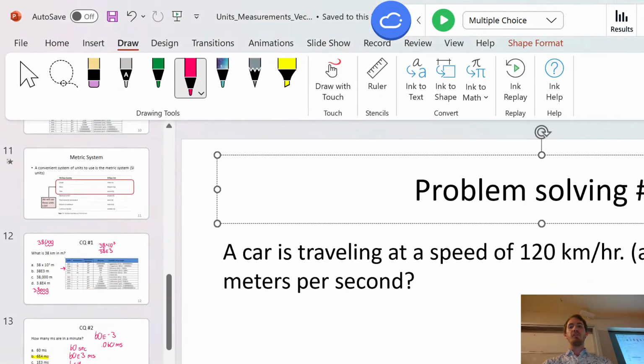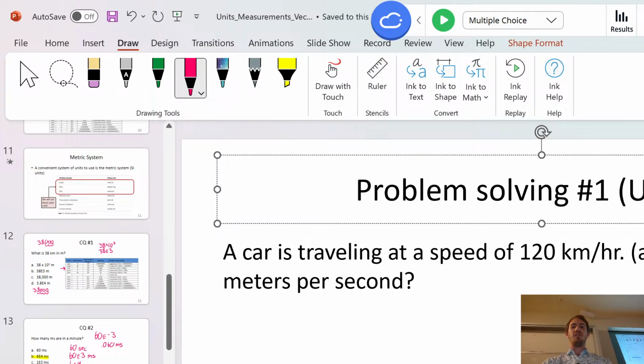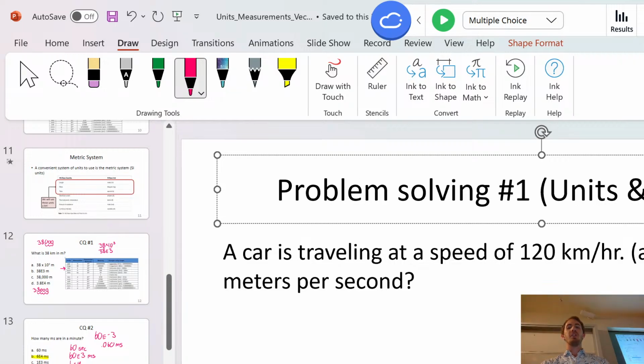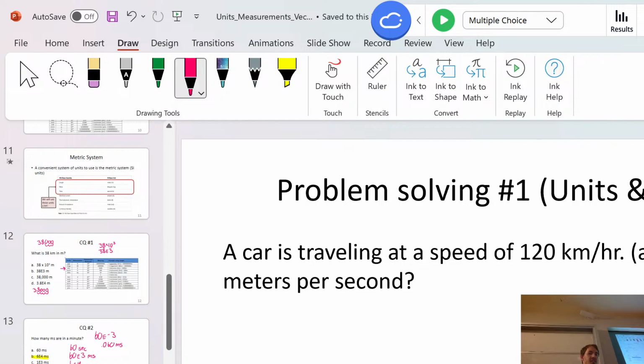So anywho, that was number 4. Number 4, units and vectors. I even usually tell you which problem it is. That's why I was a little uncertain here. All right, so we're going to work this out. A car is traveling at a speed of 120 kilometers per hour. What is its speed in meters per second? We don't even need to know what the word speed means. All we need to know is how to convert units.